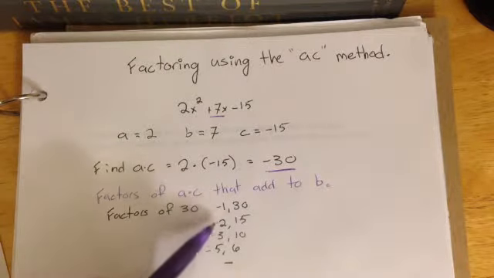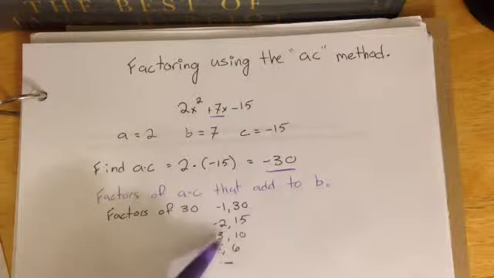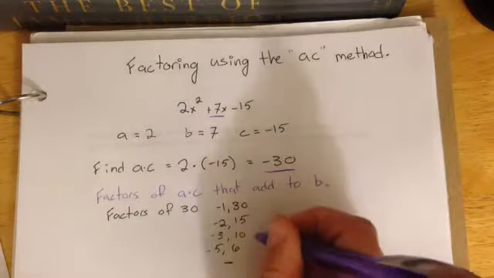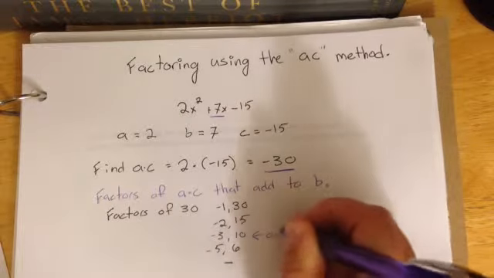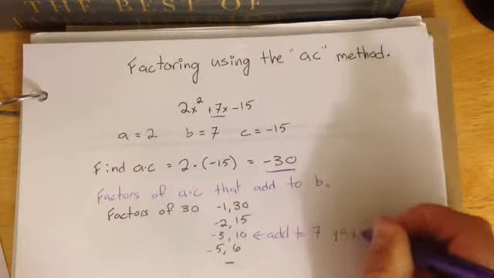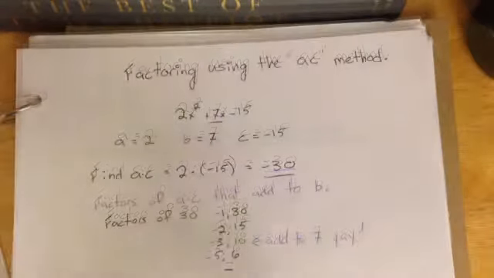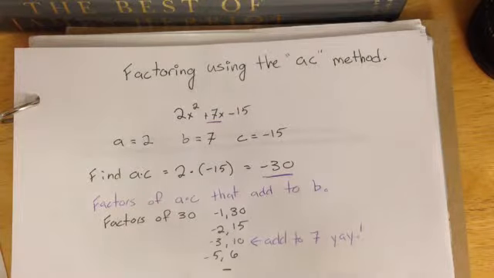I see, well, that doesn't work. Nope, 2 and 15 is not 7. But negative 3 and 10 add to be positive 7. So we found our 2 numbers. Now we just have to figure out what to do with them. I'm going to continue this problem on a new page.